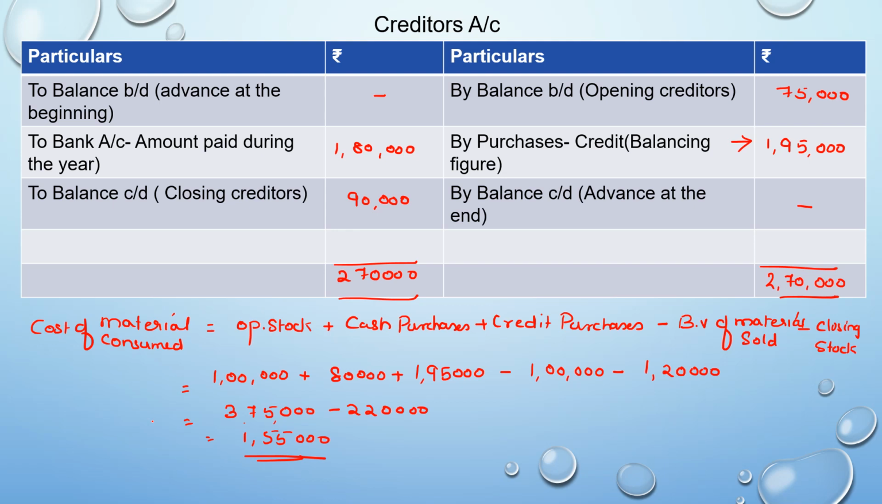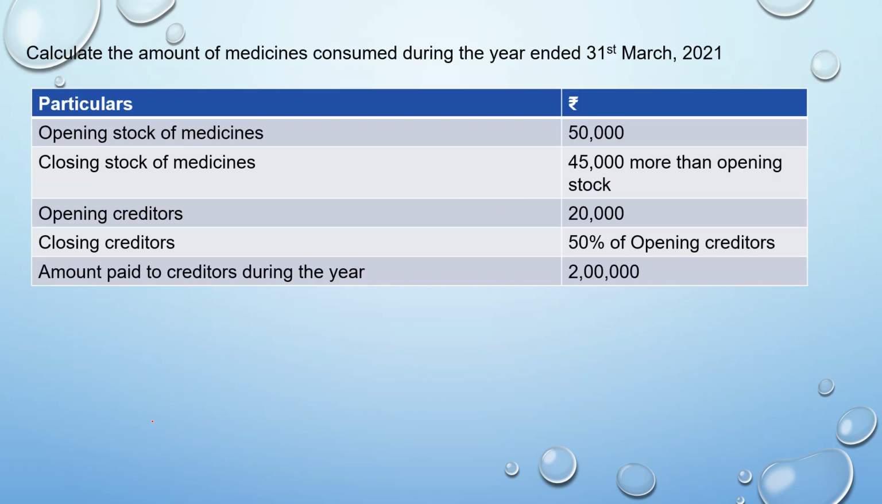Now moving on, I'll be doing one more question for you. Let us look at this question. Calculate the amount of medicines consumed during the year ended 31st March 2020. Now here they have given us the opening stock of medicine 50,000. Then they have given closing stock of medicine 45,000 more than opening stock. So they're not given directly, but they've given that it is more than the opening stock by 45. So opening stock is 50, you add 45 to it, you get 95,000. This is the value of the closing stock of medicine.